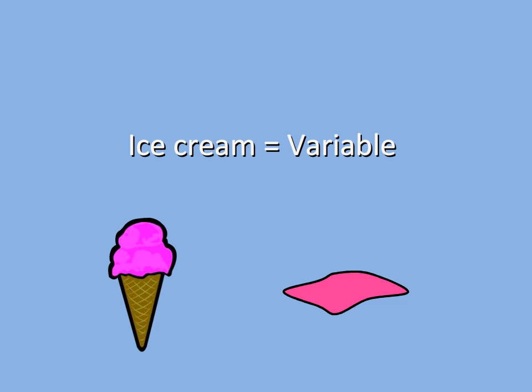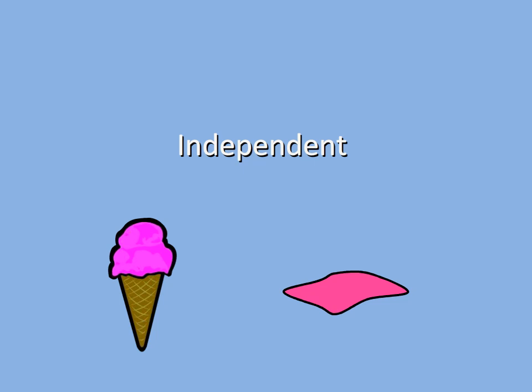So our ice cream is a variable in our experiment because it can be changed. And it is specifically called the independent variable, as we are directly altering this variable, frozen or melted ice cream. There's another variable called the dependent variable. If we change the independent variable, the dependent variable will change as well. But we cannot directly change the dependent variable.